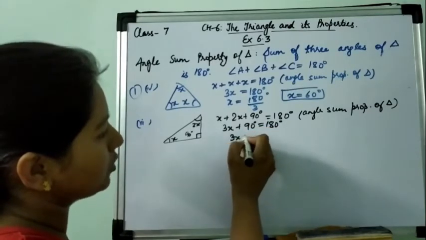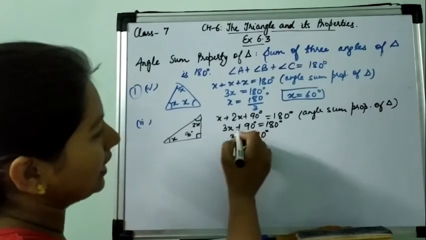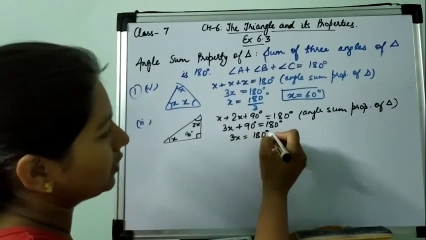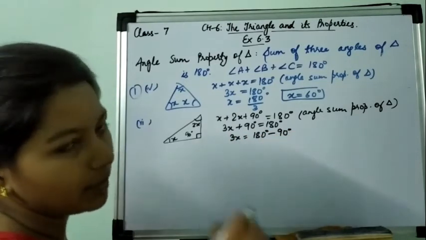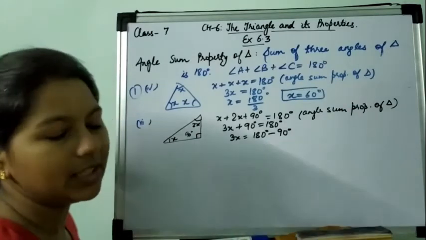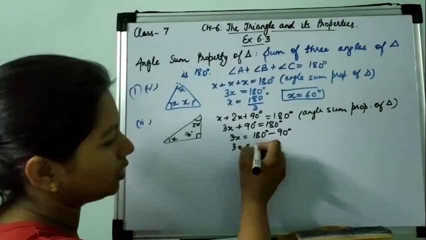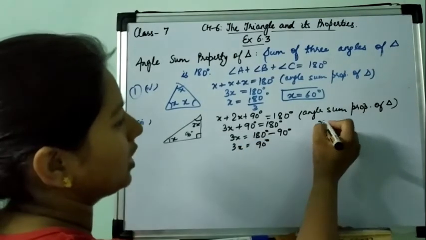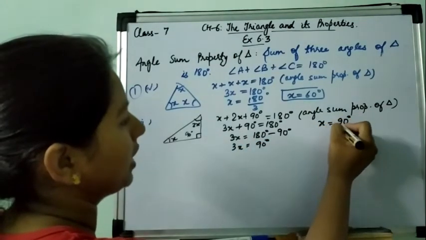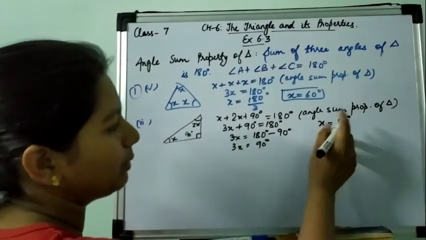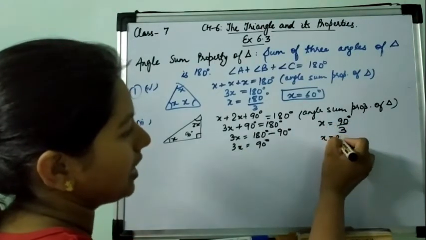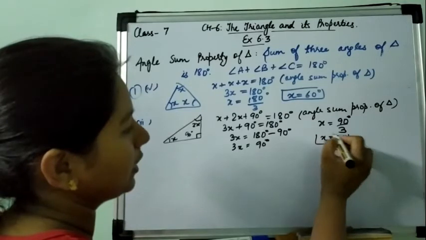So 3x is equal to, now this 90 is in plus. So when it will move here, it will become minus. Equal के उस तरफ जाते ही sign change हो जाते हैं. Then 3x is equal to 90 degree. Now x is equal to 90 by 3. 3 is in multiply, so it will come and divide. x is equal to 30 degree.